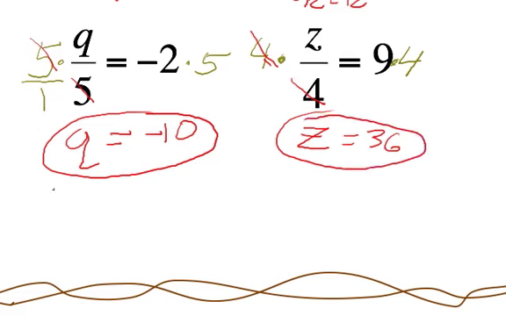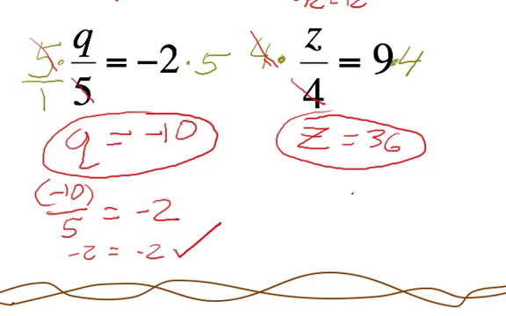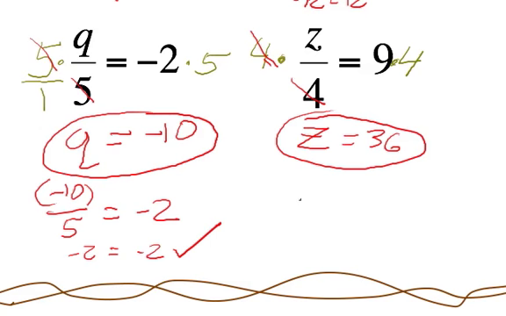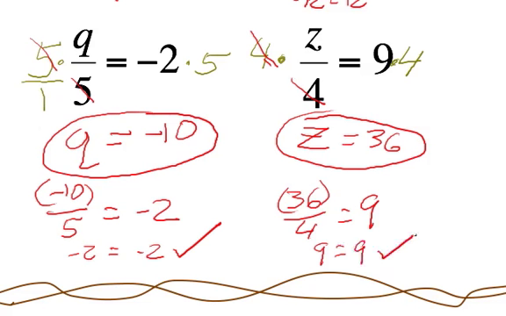Now we have to check our answer. On the right, I'd like you to check this answer. Take the original equation, z over 4 equals 9, and then substitute in z equals 36. So our answer checks.